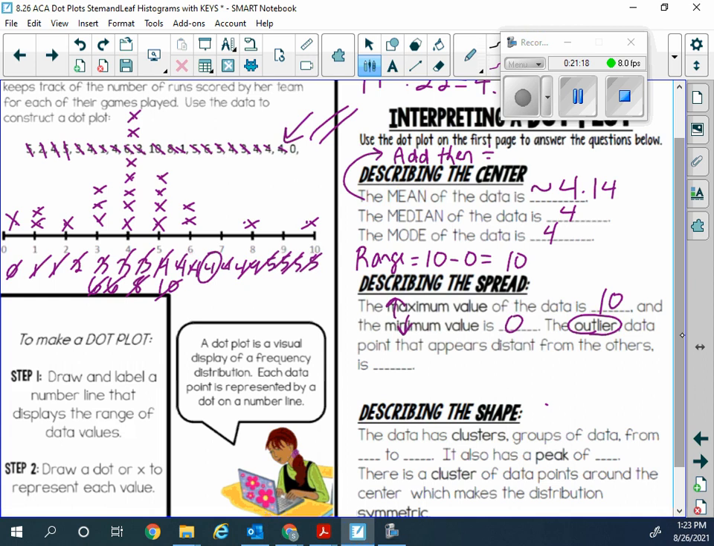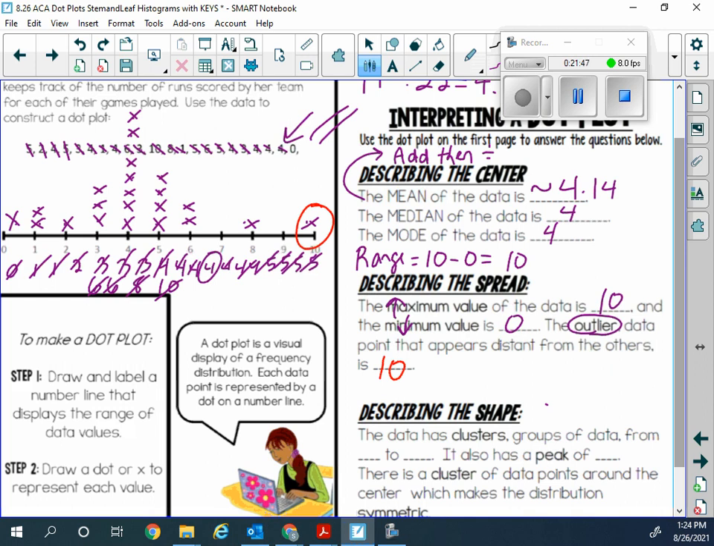So looking at our data right here, do we have something that's like not with the group? Tell me. Sure. He's over here hanging out all by himself. That's an outlier. If I had a piece of data that was over here, like -20, that would also be an outlier because it's over here hanging out by itself.